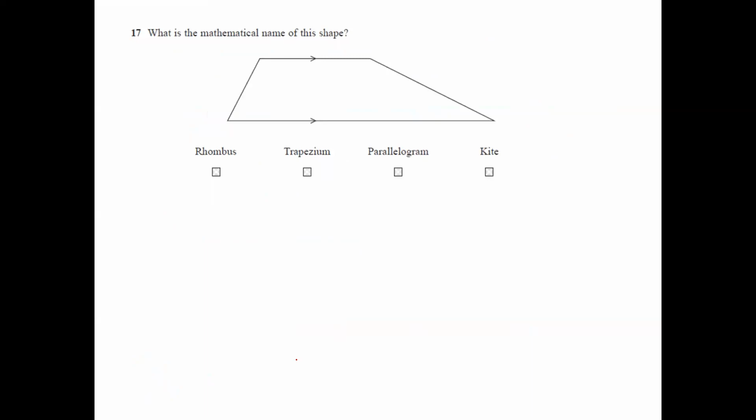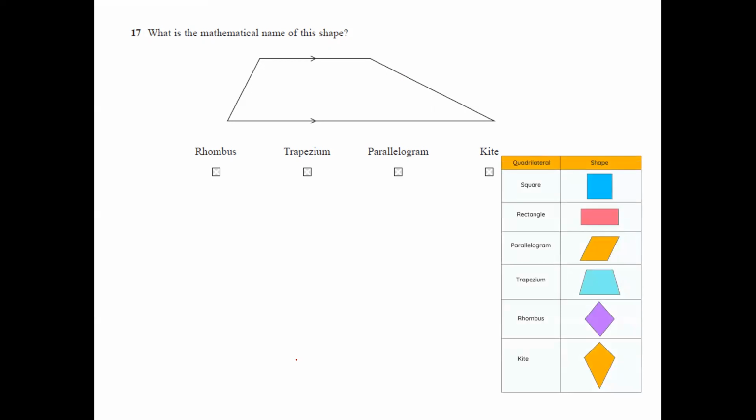17th question. What is the mathematical name of this shape? Right. So this is a quadrilateral. Quadrilateral is a shape which has 4 sides. So there are different types of quadrilaterals. Now I'm going to explain what quadrilaterals we have. The first one is square. In a square, all the sides are equal and all the angles are right angles.